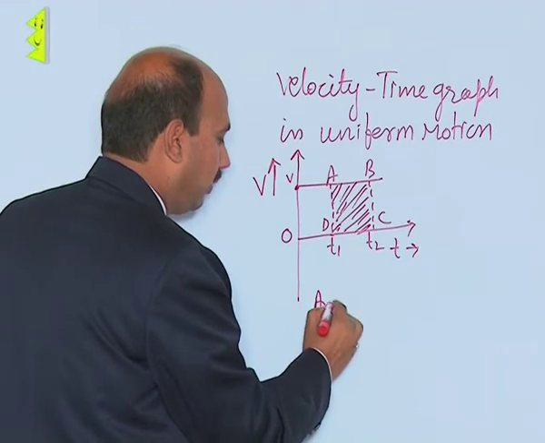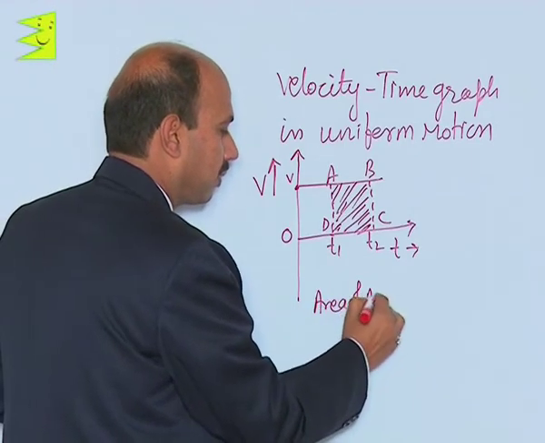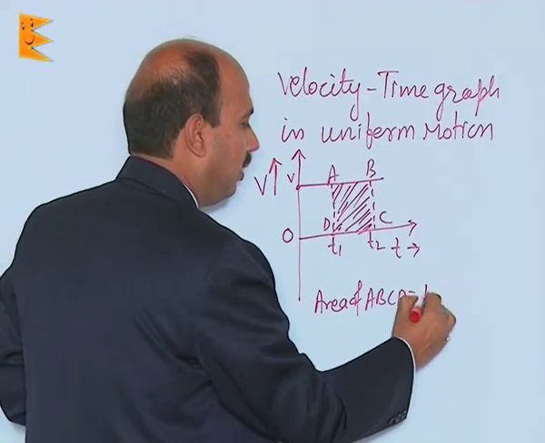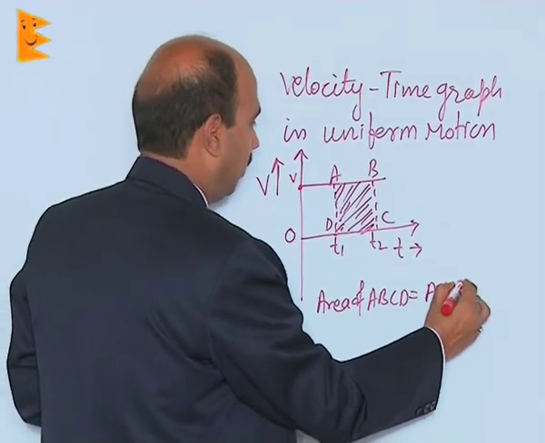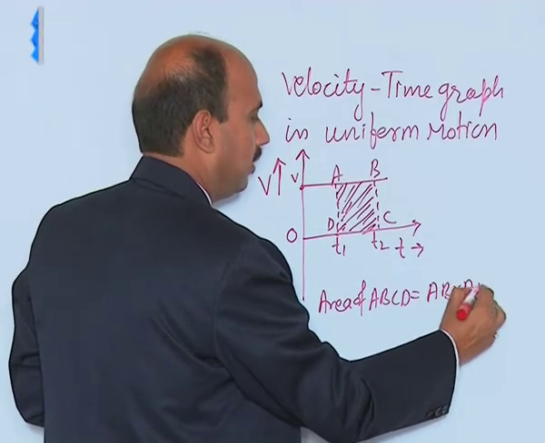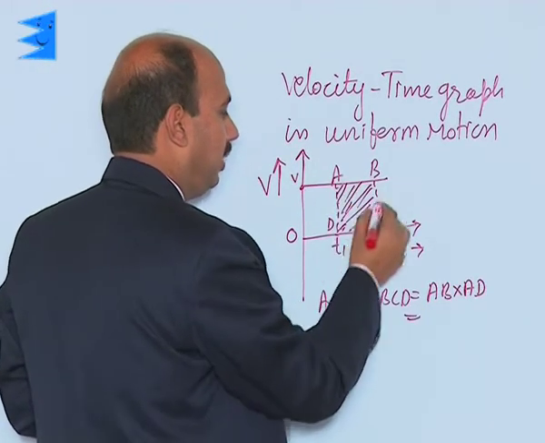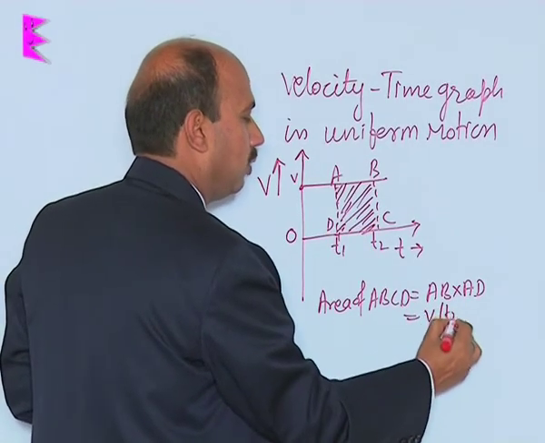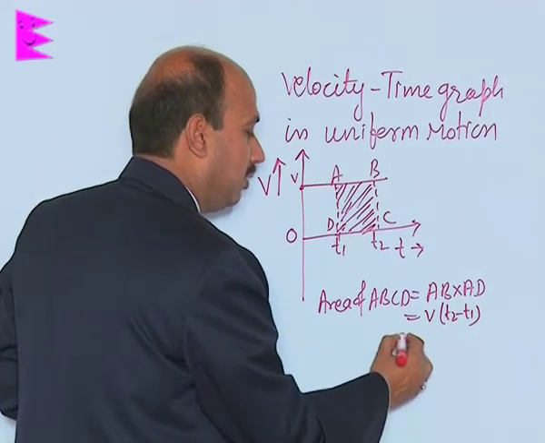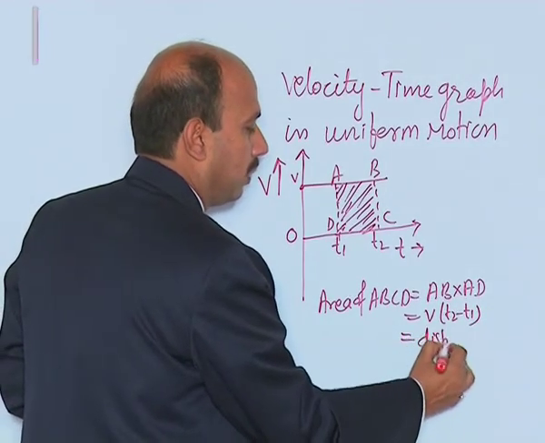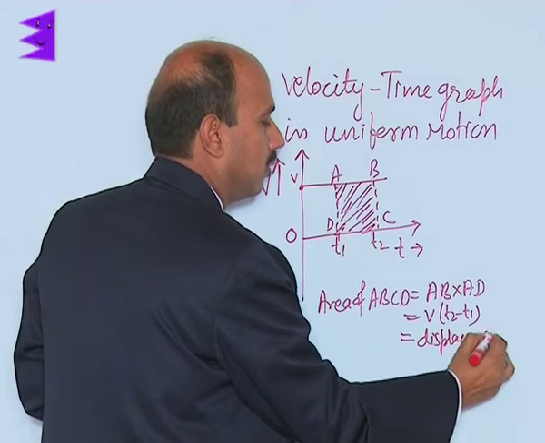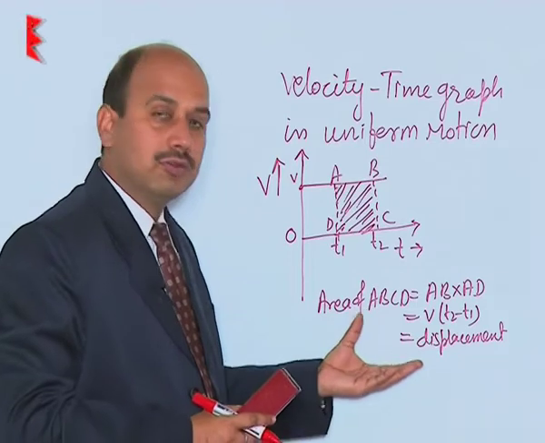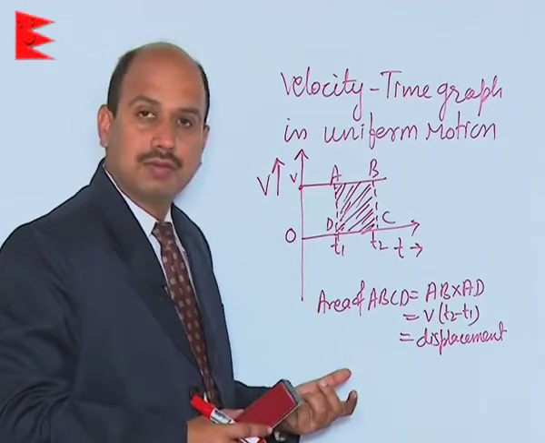So, the area of A, B, C, D is equal to AB into AD, where AB is T2 minus T1 and AD is velocity. So, V into T2 minus T1, and this will be equal to the displacement. So, you can calculate displacement by using the velocity time graph.